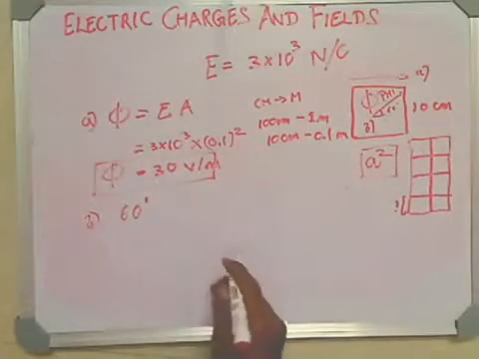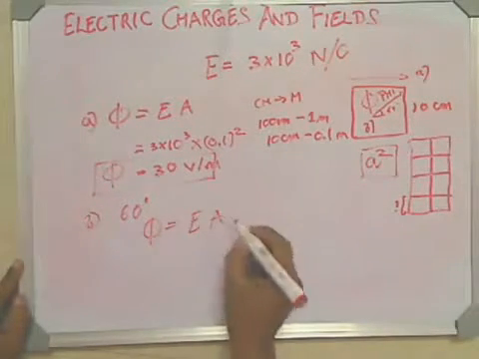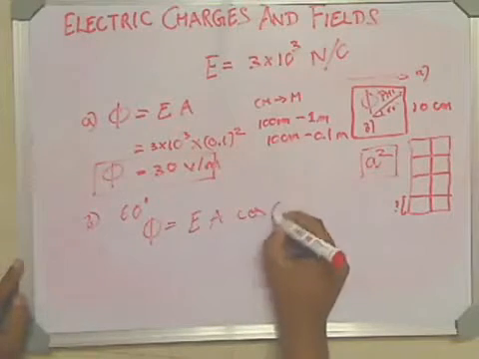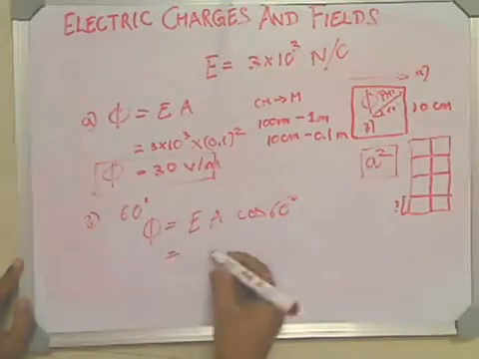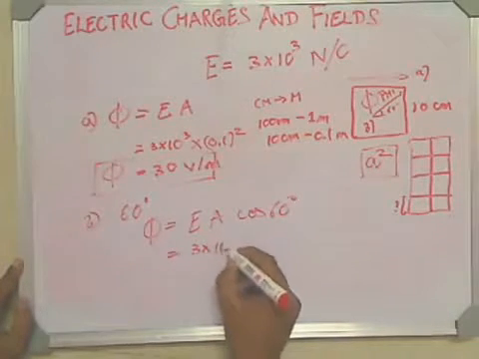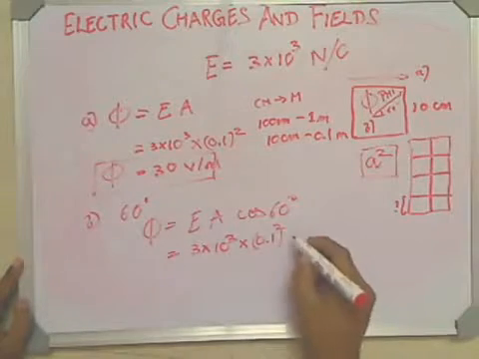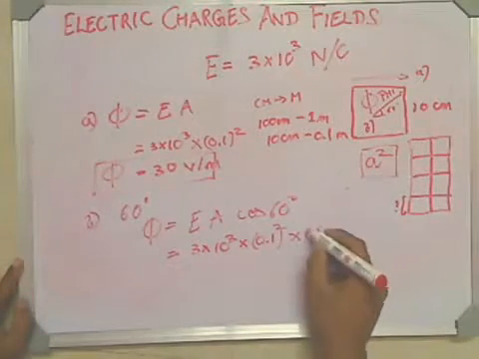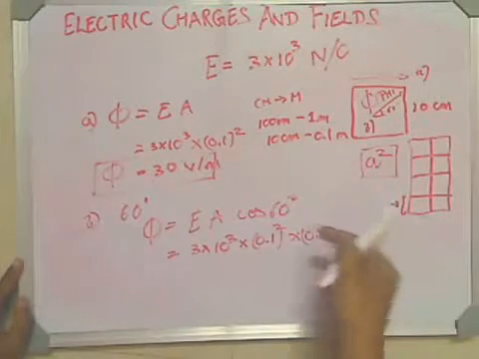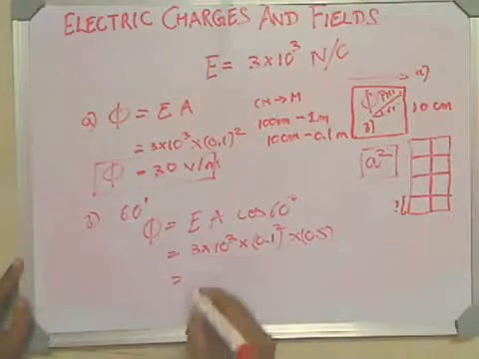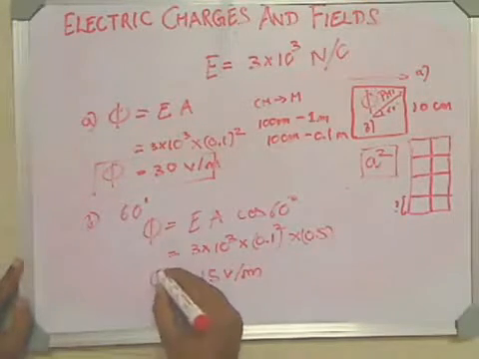The second case here, wherein you need to consider 60 degrees, 60 degrees normal to the plane. So here phi will be equal to A multiplied by cos 60 degrees. Now, this will be equal to again 3 multiplied by 10 to the power 3 multiplied by 0.1 square multiplied by 0.5. How did I get 0.5? The value of cos 60 happens to be half, it's nothing but 0.5. This should give you the answer as 15 volt per meter.